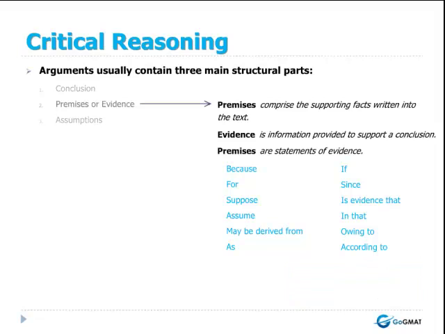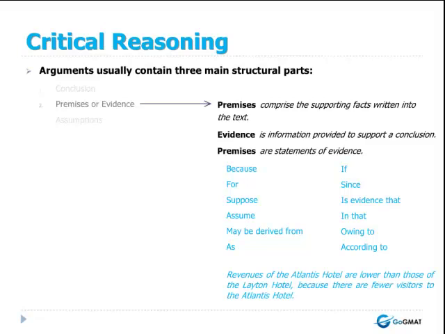Other GMAT arguments simply state premises and/or conclusions without any indicating words. For example, revenues of the Atlantis Hotel are lower than those of the Layton Hotel because there are fewer visitors to the Atlantis Hotel. Here, the conclusion is that revenues of the Atlantis Hotel are lower than those of the Layton Hotel, but this conclusion is introduced without an indicator, unlike the premise, there are fewer visitors to the Atlantis Hotel, which does have an indicator, because.